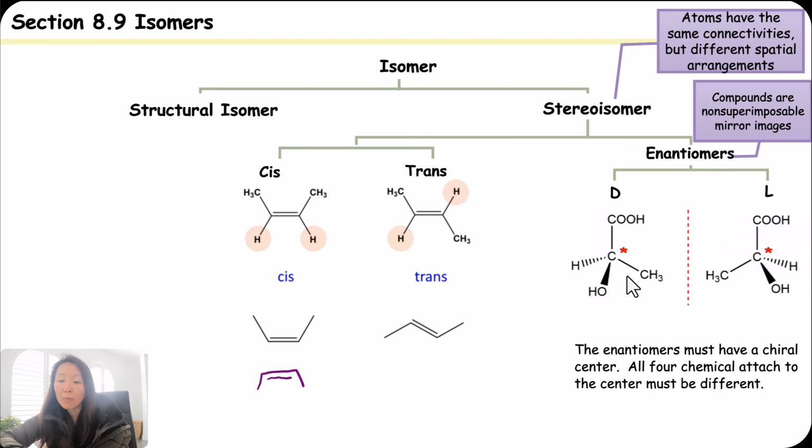Enantiomers must have a chiral center. What does that mean? At that chiral center, where that C carbon is, all around it there are different attachments, different molecules. So this one is a CH3, this one is a COOH, an OH, and an H. So they're all different. So this carbon is considered to be a chiral center.